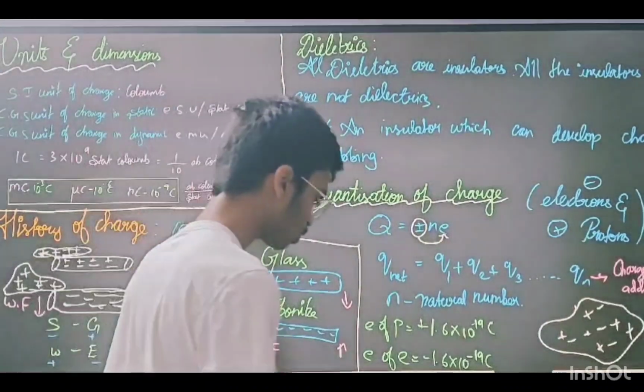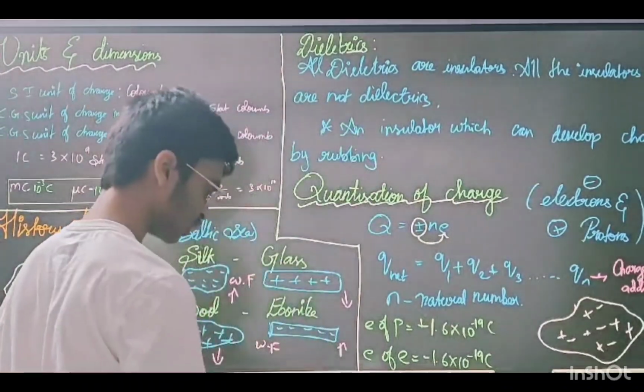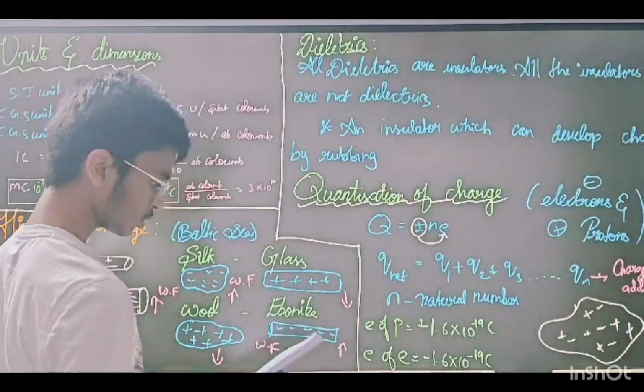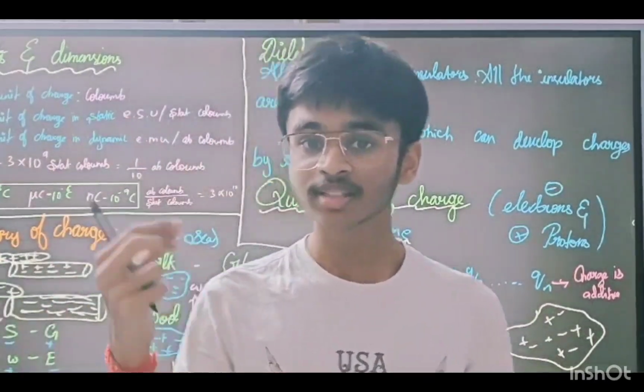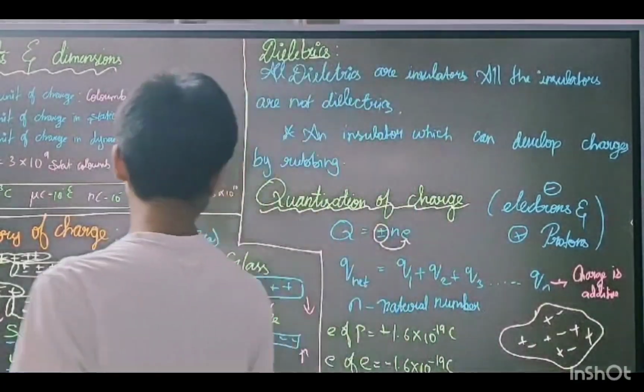So in the Baltic seashore only, all of these things were happening actually. When it is being rubbed, at that time amber is getting positive charge and then that silk cloth is getting negative charge.